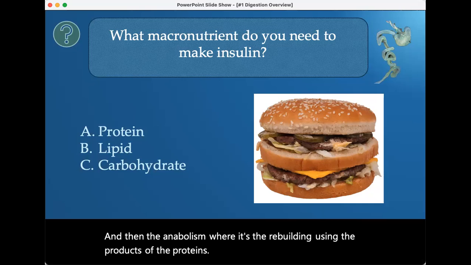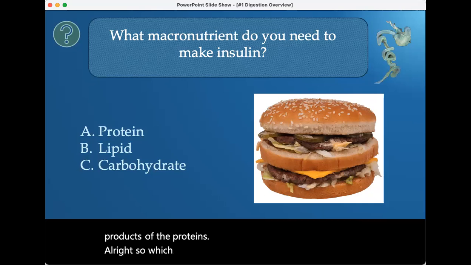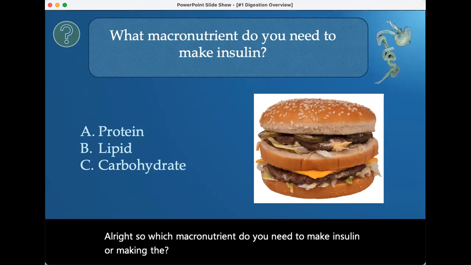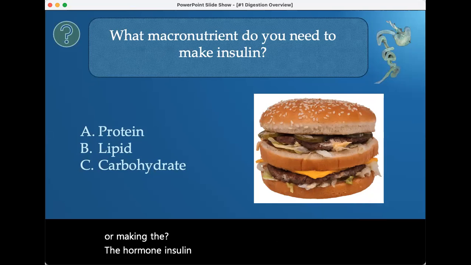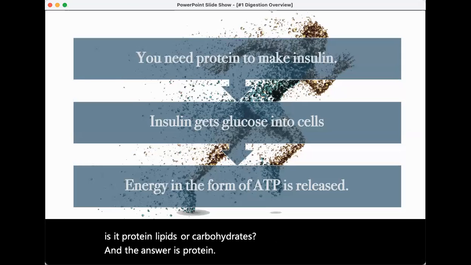All right, so which macronutrient do you need to make insulin? We're making the hormone insulin. Is it protein, lipids, or carbohydrates? And the answer is protein. So you need protein to make insulin. Insulin gets glucose into your cells, and then energy in the form of ATP is released.